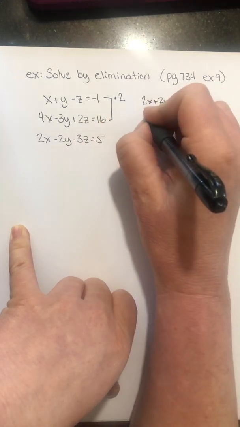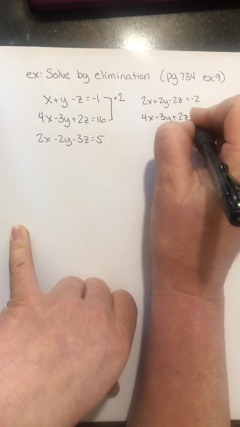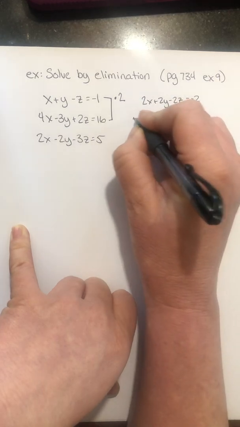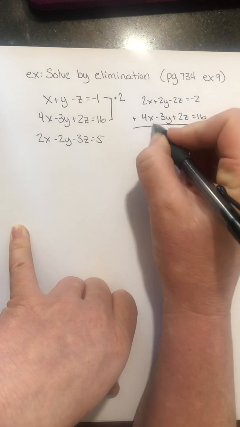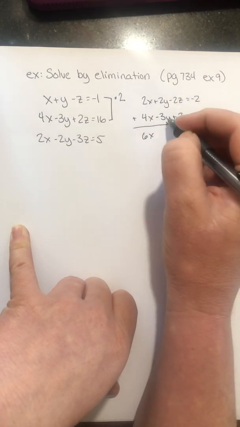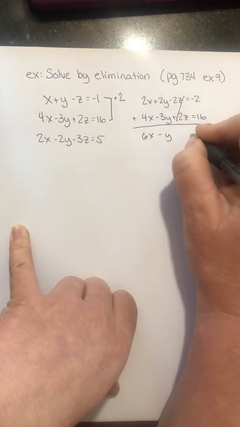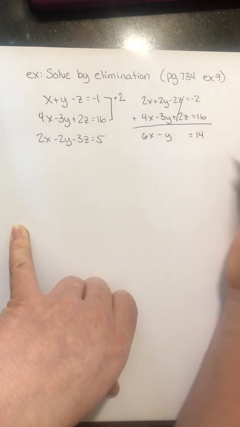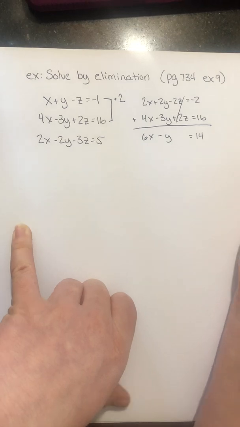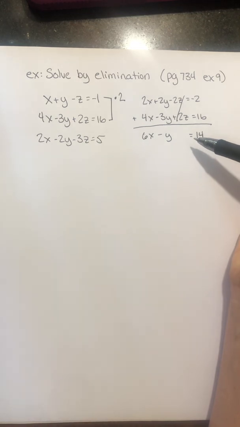And then this middle equation is 4x minus 3y plus 2z equals 16. So now when I add those together, 2x and 4x is 6x. 2y minus 3y is negative y. The z's cancel, and that equals 14. So now I have an equation with just x and y in it.